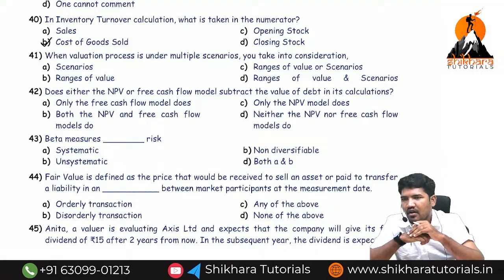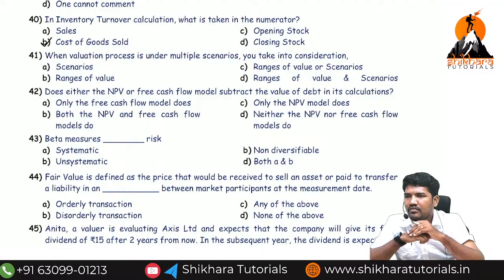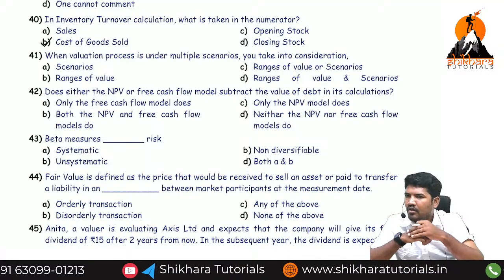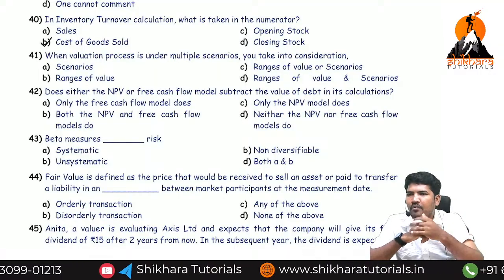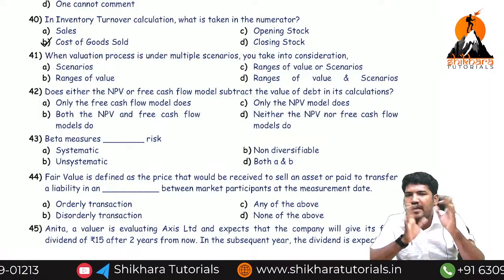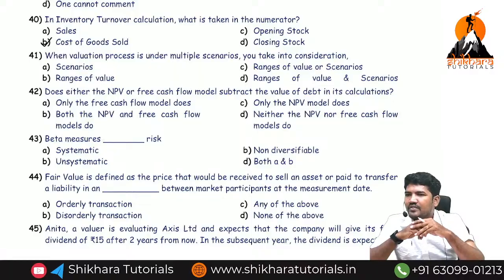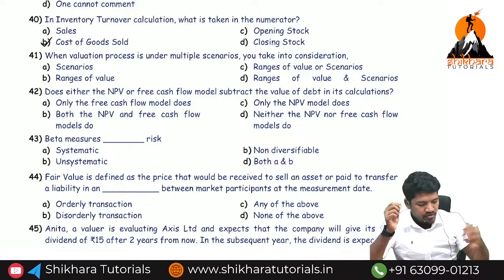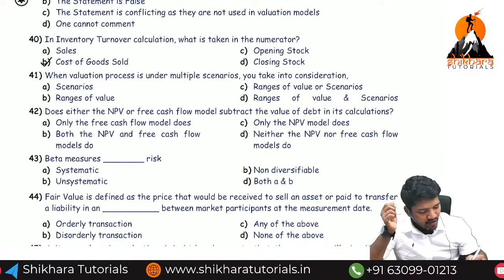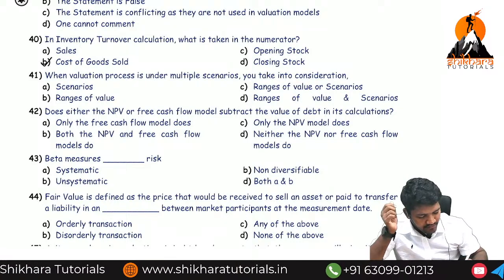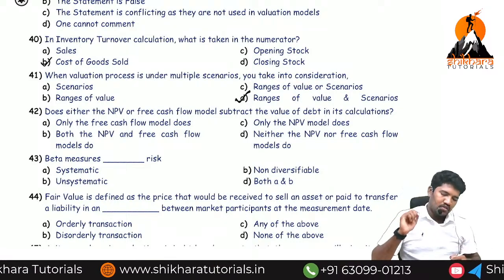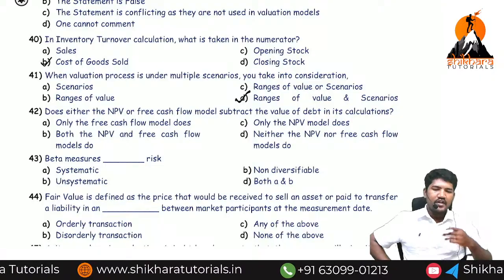Are you clear, sir? Do you agree with the seller's stated value? You do not agree. The seller also does not agree with the purchaser's value. They will negotiate between the two values. One is the minimum value, another is the maximum value. That's called range. So the answer is both: range of values and scenarios.